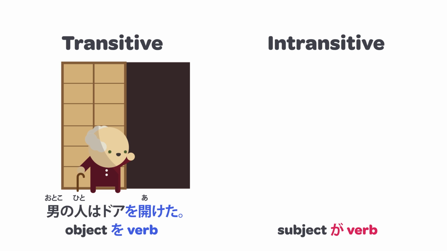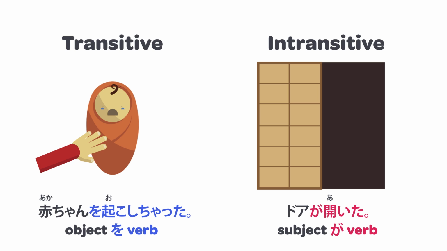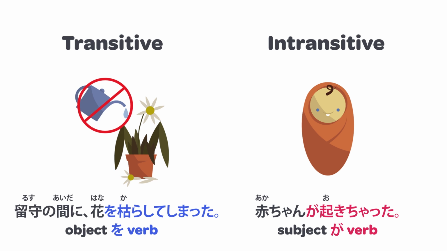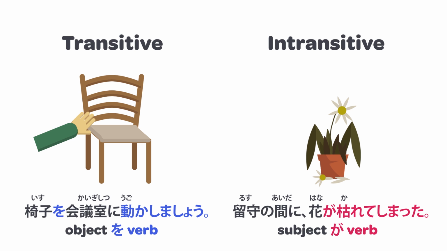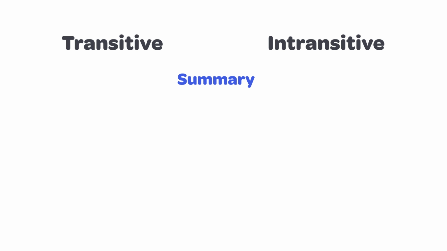男の人はドアを開けた。ドアが開いた。赤ちゃんを起こしちゃった。赤ちゃんが起きちゃった。留守の間に花を枯らしてしまった。留守の間に花が枯れてしまった。椅子を会議室に動かしましょう。今日は電車がノロノロと動いています。Here's a summary of the important points for transitive and intransitive verbs.